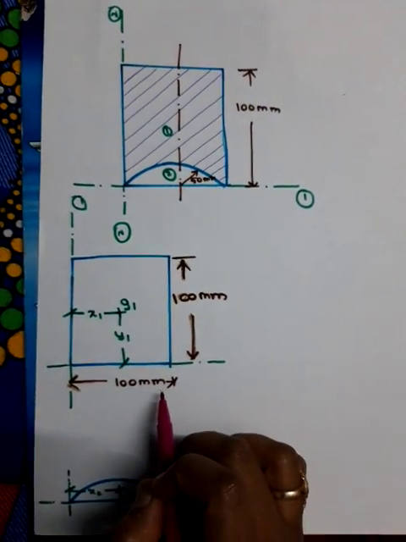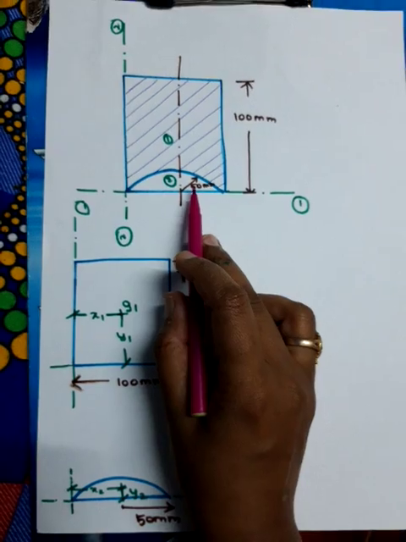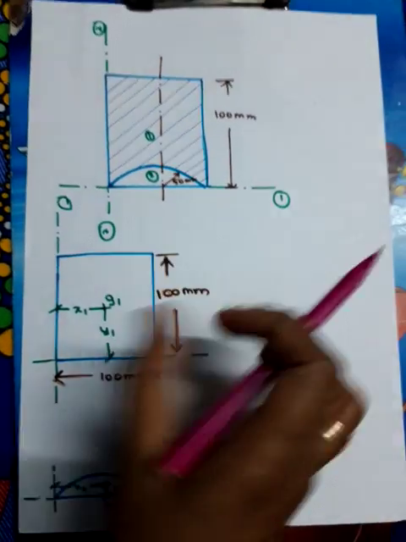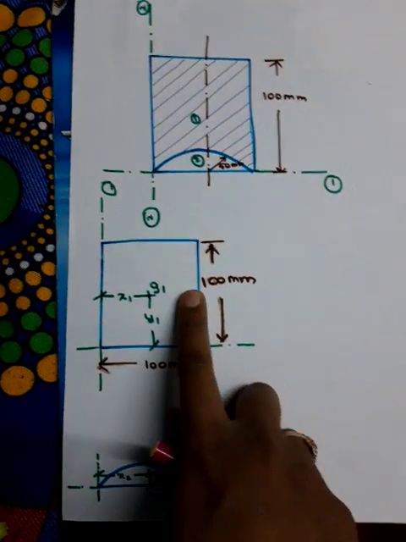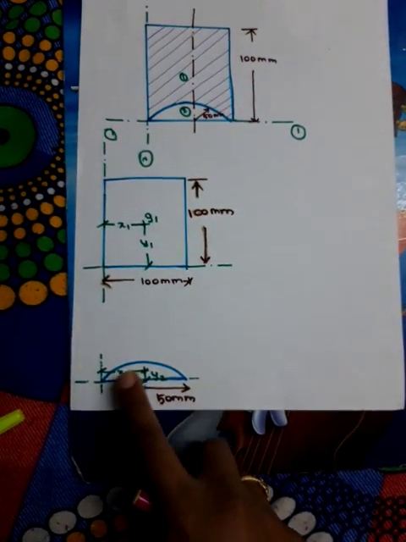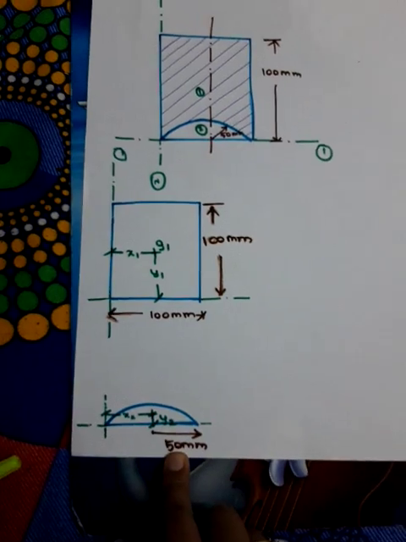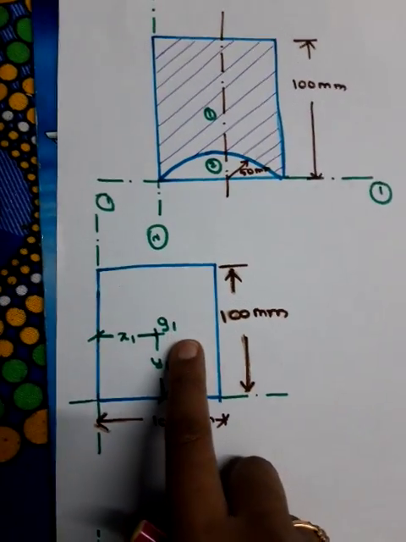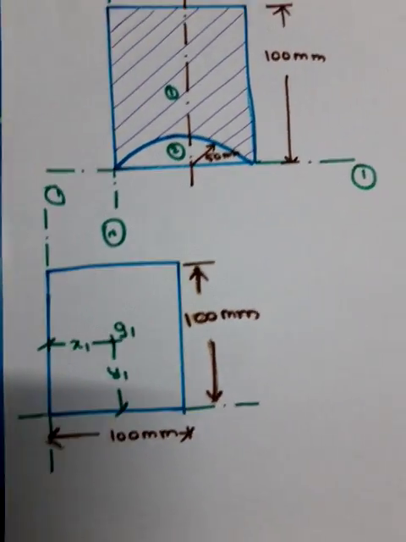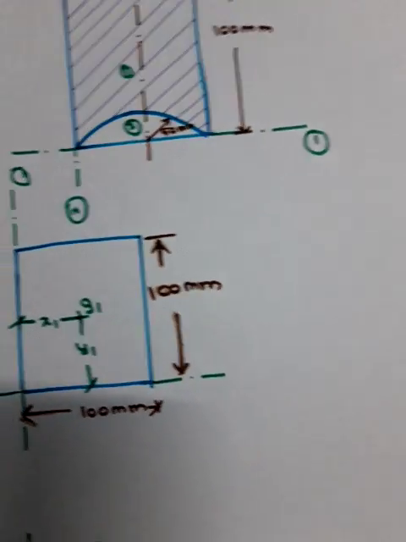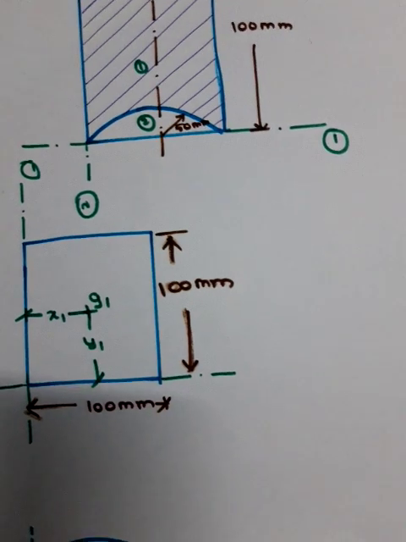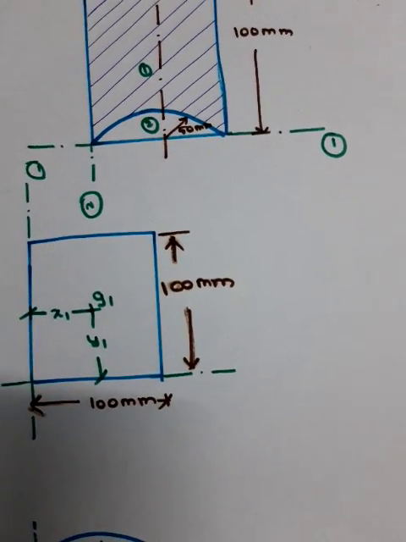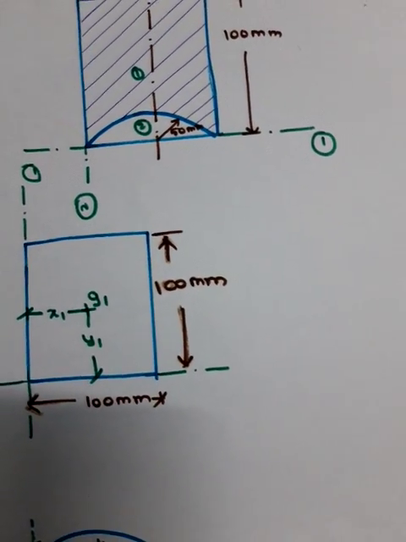The rectangle is 100 by 100. The radius is 50, so the diameter is 100, which means the width of the rectangle is also 100. For the other part, there is a semicircle of radius 50. For the rectangle we have G1, the centroid of the rectangle, and you can see the x and y coordinates I have shown with respect to 1-1 and 2-2.